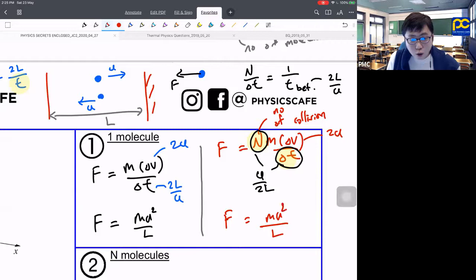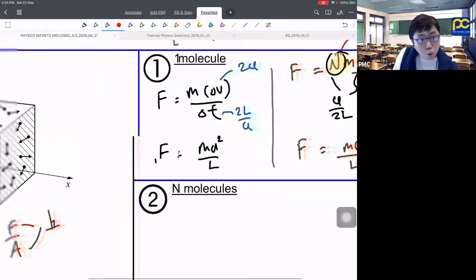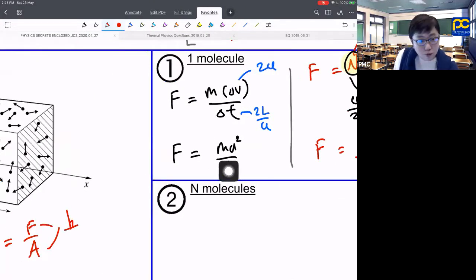If you have no issue with the first one on the left-hand side, no problem. Continue to use what you have in school. By right, it should be this one, the right-hand side, that involves the number of collisions per unit time. All right. Now we managed to find the force on the wall due to one molecule. It's mu squared over L. So please take note that your mu squared over L has already taken into account that my molecule will hit the wall more than 1 time in 1 second.